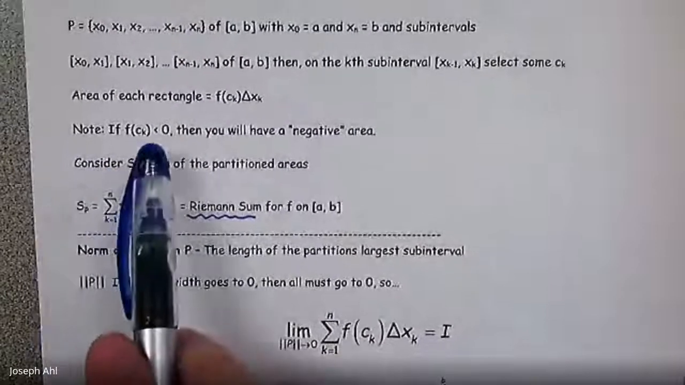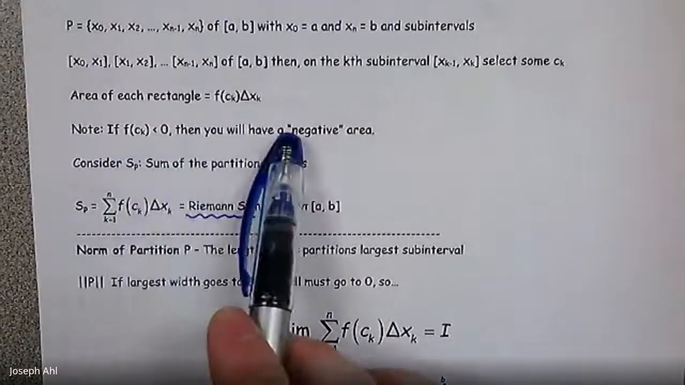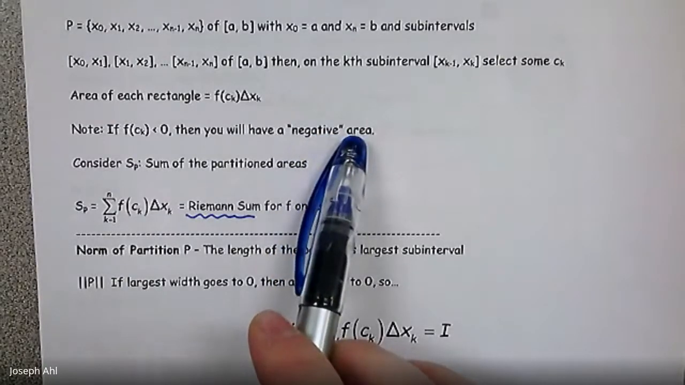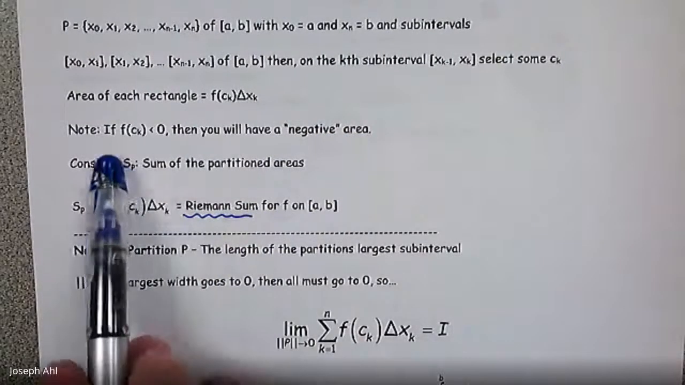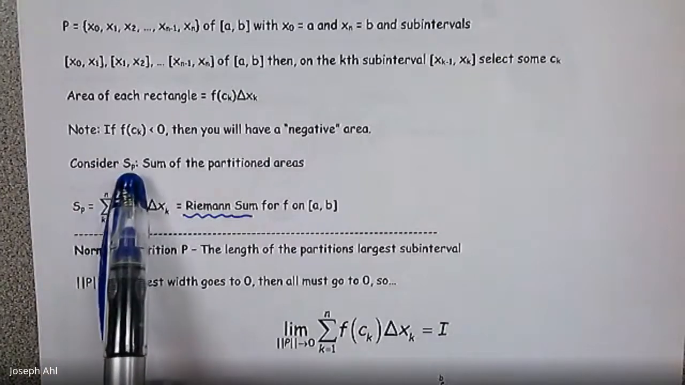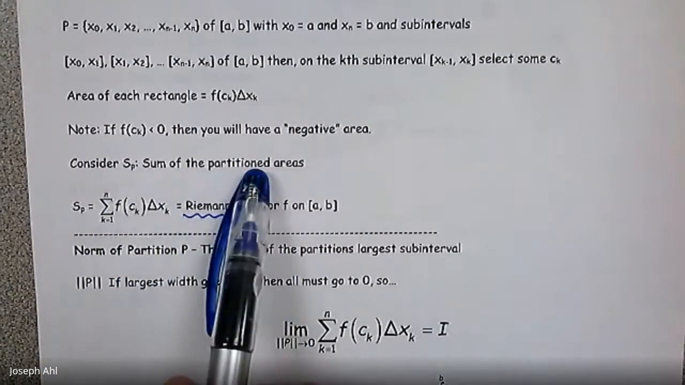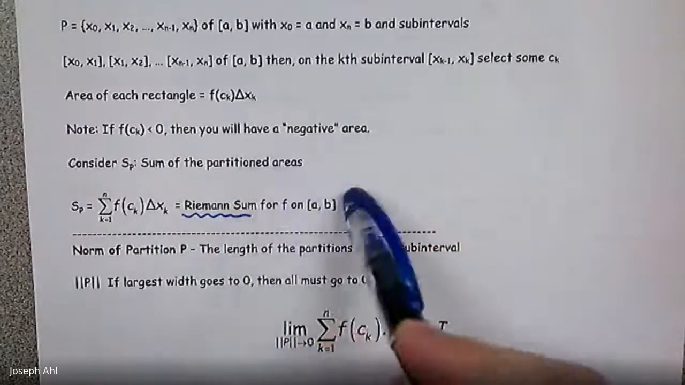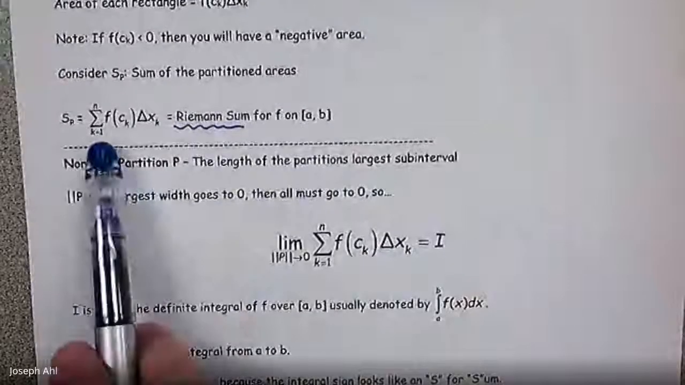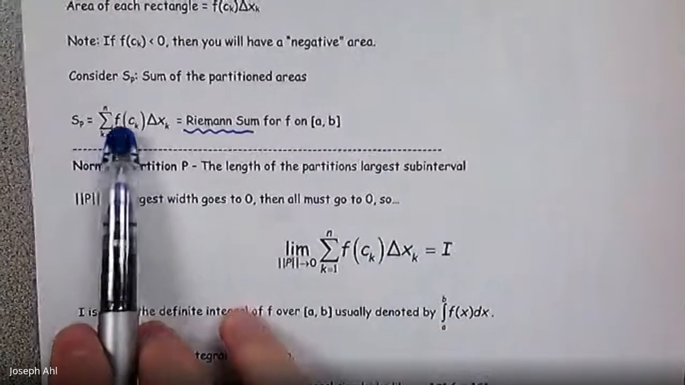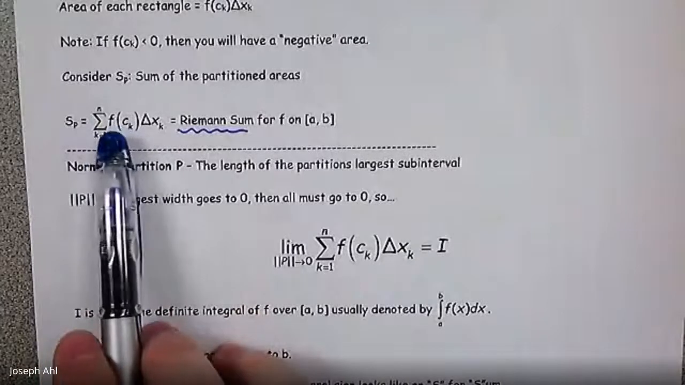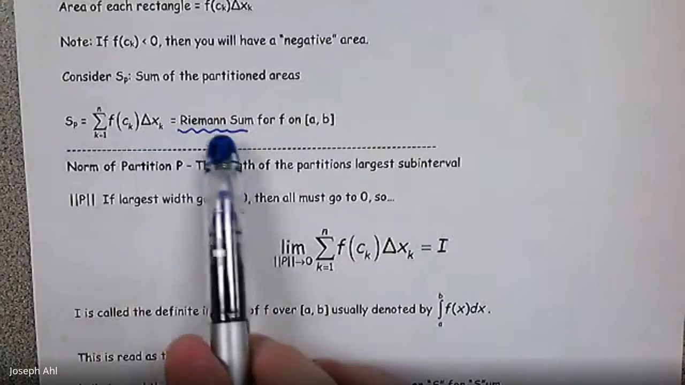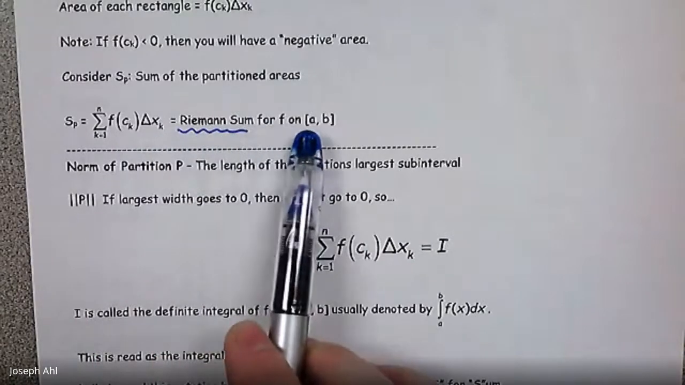And just a quick note that if that height is less than 0, then we're going to get a negative area attached to that, which is a little bit of an odd concept, but we'll talk about this as we explore integrals a little bit further. So consider S sub p to be defined as the sum of the partitioned areas. If I take all those partitions along the x-axis and find the areas of those rectangles, then S sub p would equal the sum from k equals 1 to n of those random heights times those random widths. That is known as the Riemann sum for f on the interval from a to b.